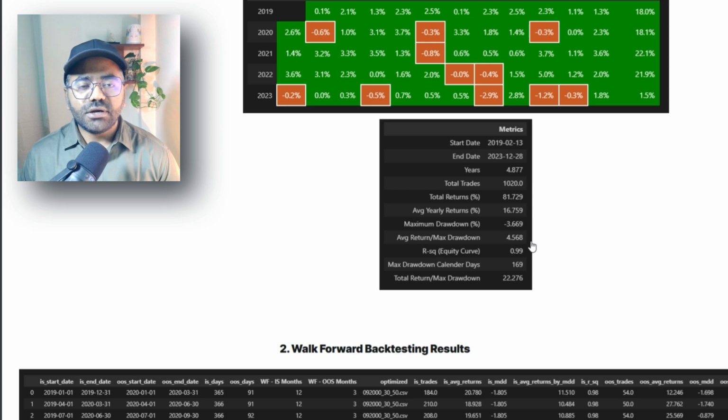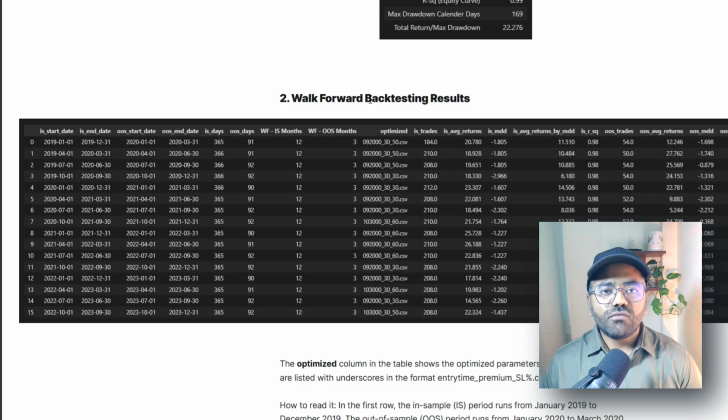When you optimize it, you will basically overfit it and make it worse, because you will just fit it on this data and it may not perform well going forward. So in the Walk-Forward method, like I mentioned, we are going to do multiple runs. First run is 2019 January to 2019 December. This is our in sample, and then out of sample is going to be 2020 January to 2020 March, which is nothing but 12 and 3 months.